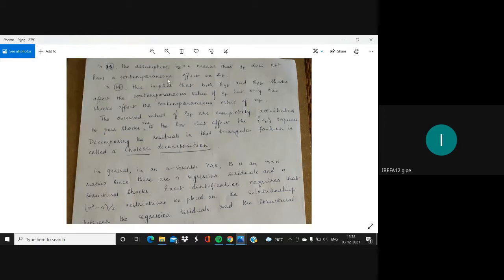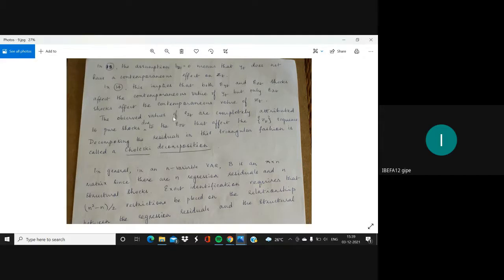All right, so in equation 13, we had imposed this restriction that B21 equals 0. That means that Yt does not have a contemporaneous effect on Zt. Now in 14, this is what I've explained earlier. I'll just read it out. This implies that both epsilon Yt and epsilon Zt shocks affect the contemporaneous value of Yt, but only epsilon Zt shocks affect the contemporaneous value of Zt. So this is how decomposing the shocks or the error terms actually helps us.